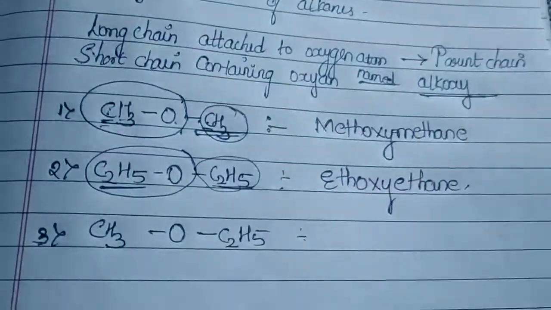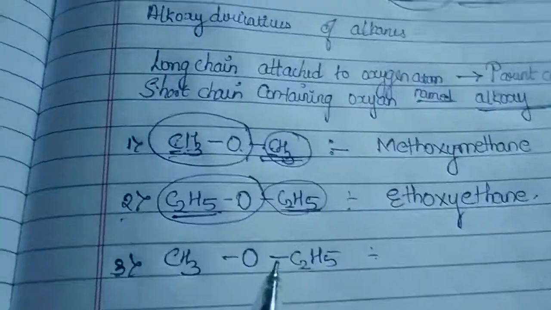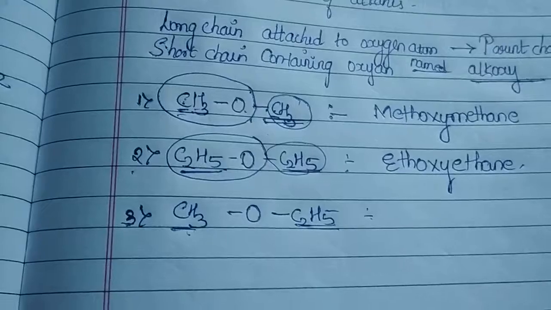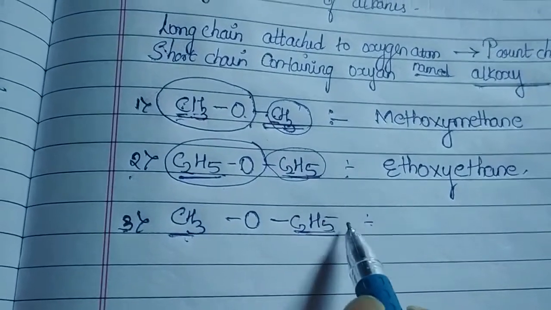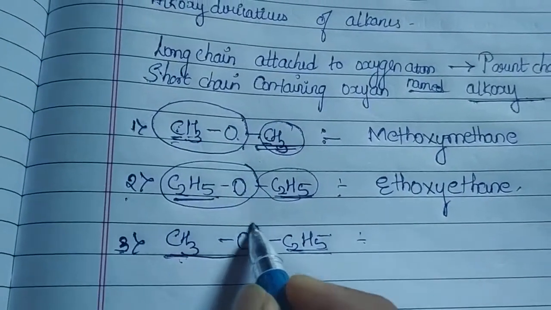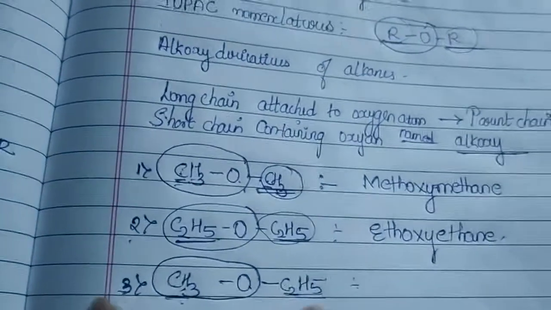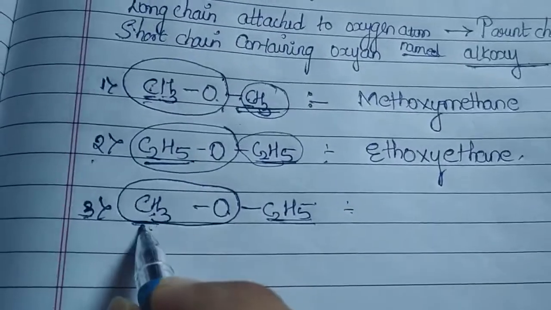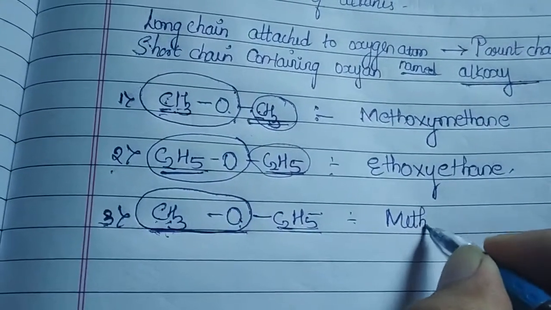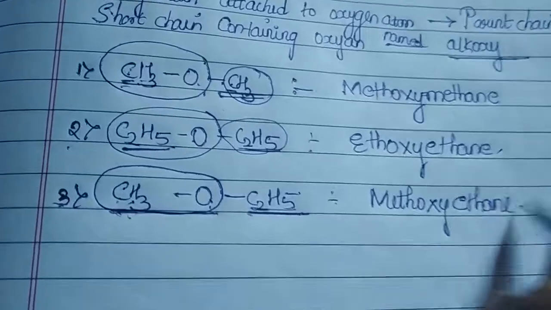Till now it was the easy part: methoxymethane, ethoxyethane. Now let us see. This alkyl group has fewer carbon atoms, and this alkyl group has more carbon atoms. So this will be my parent chain. The short chain must also be attached with oxygen. So whenever we talk about the short chain, it is always taken as attached with oxygen. First we name the short chain, methoxy. Then which is the parent chain? Ethane. So methoxyethane. Are you getting my point?